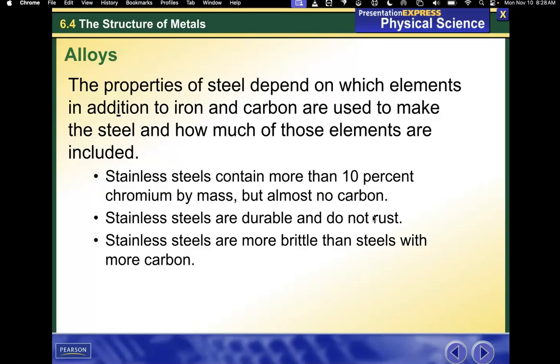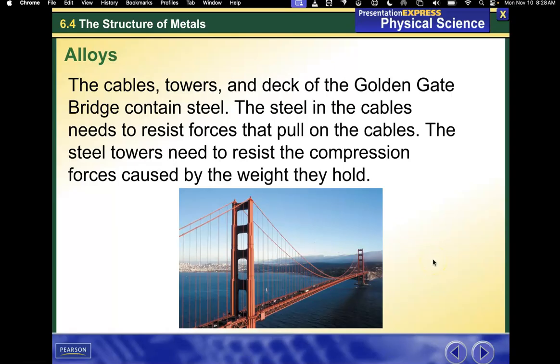Stainless steels contain more than 10% chromium by mass, but almost no carbon. Stainless steels are durable and do not rust. Stainless steels are more brittle than steels with more carbon. The cables, towers, and deck of the Golden Gate Bridge contain steel. The steel in the cables needs to resist forces that pull on the cables. The steel towers need to resist the compression forces caused by the weight they hold. So these are steel cables, but they need to be able to stretch just a little bit. They've got to have a little bit of leeway.